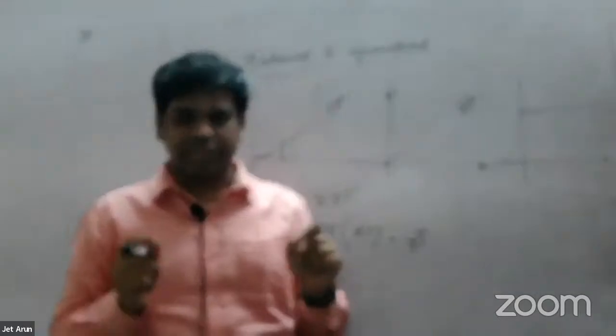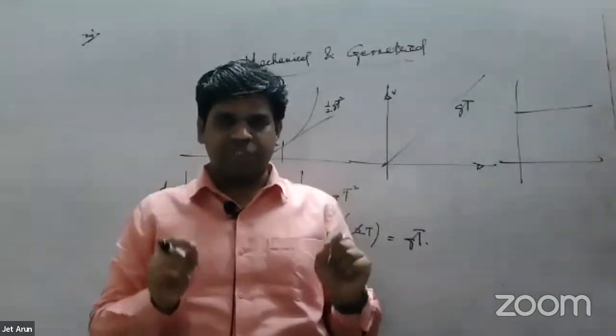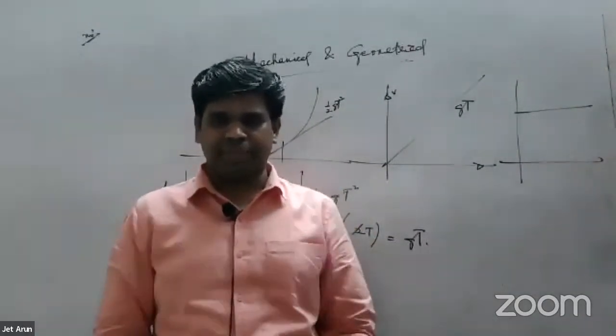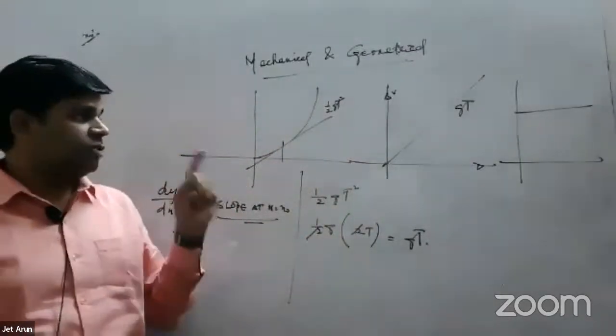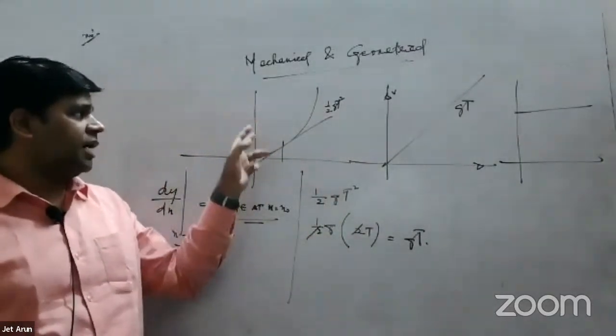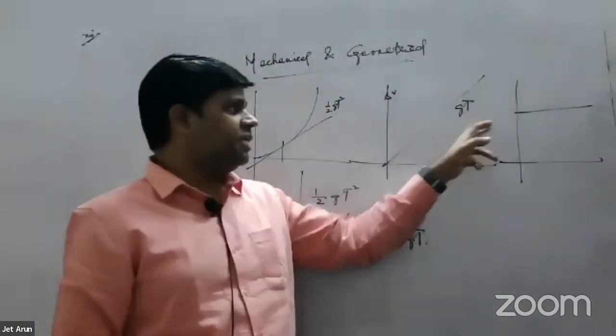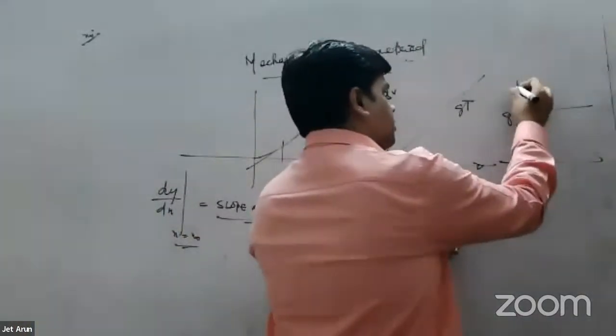We will come back to this when we start kinematics. Don't worry about it. We'll come back to this mechanical perspective again when we start kinematics. But right now, you have to understand from your 9th class knowledge that displacement is half g t square, velocity is g t, and acceleration is g.